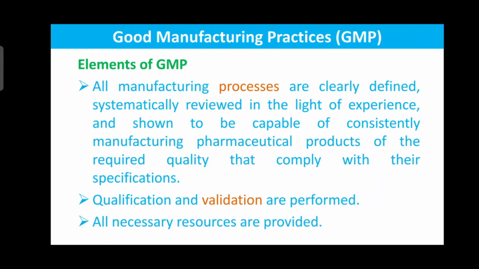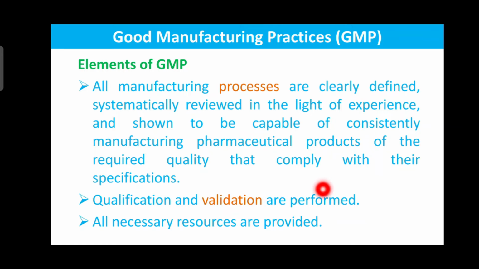Now we'll have to go into the detail of all these components, what these guidelines say. That we will take up later on. Now we have the elements of GMP, or the principles you can also say. The elements say that all the manufacturing processes are clearly defined, systematically reviewed in light of experience, and shown to be capable of consistently manufacturing pharmaceutical products of the required quality that comply with their specifications.